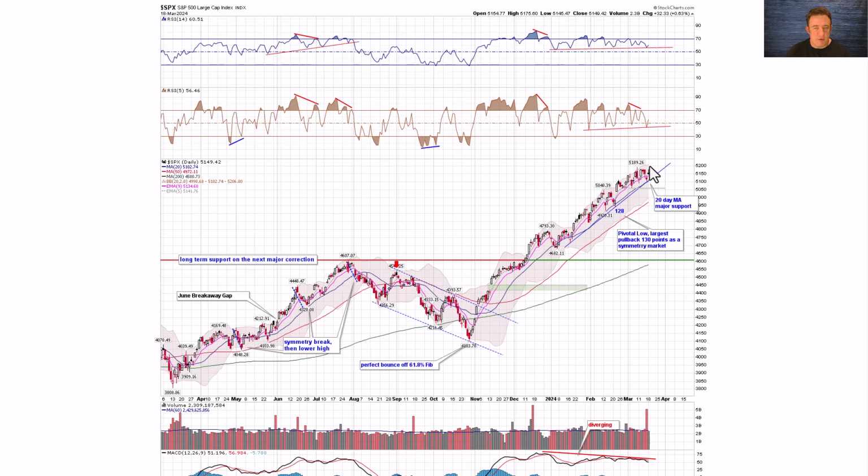So the question is, can we make another high yet here? We'll see. We have some coil patterns forming on the intraday time frames that I'll show you in just a bit. The largest pullback in the uptrend from the October lows has only been about 128, 130 points. So we need a pullback larger than that to break the uptrend symmetry. But again, your first support is that 20-day moving average.